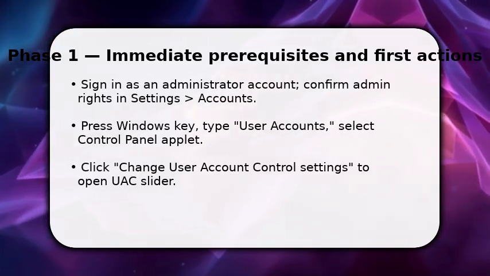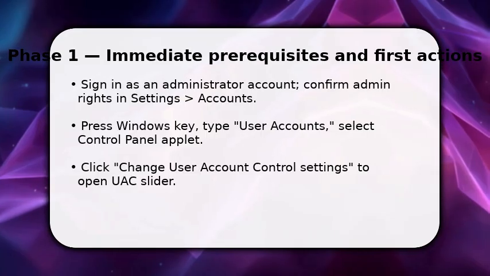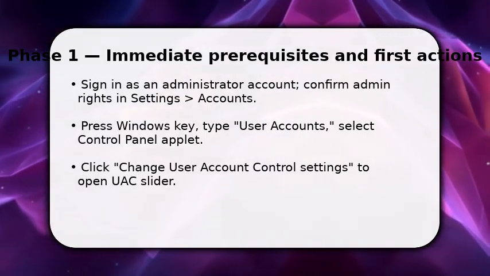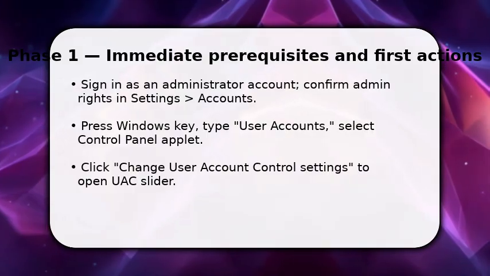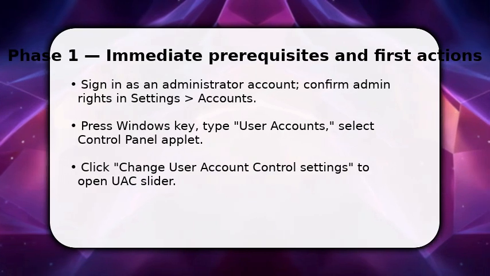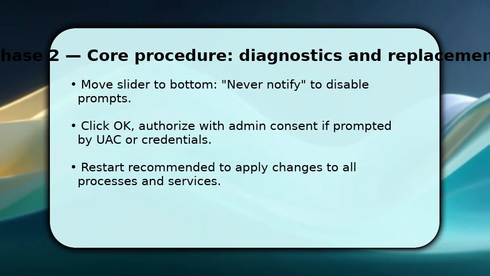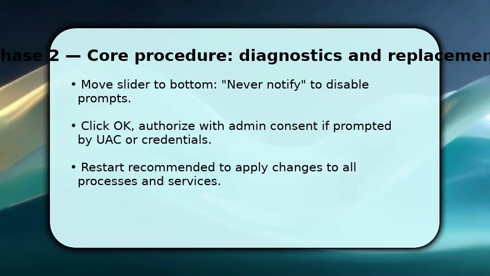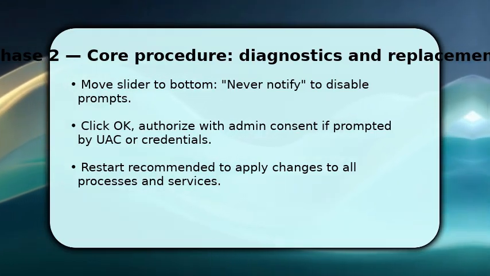Next, click Change User Account Control Settings to reveal the slider. You are doing the first actionable step now, accessing the slider control so you can change how often Windows prompts you. Make sure you understand the consequences before moving on. Once the slider is visible, drag it down to the bottom position labeled Never Notify. That's the setting that stops prompts for app or system changes.